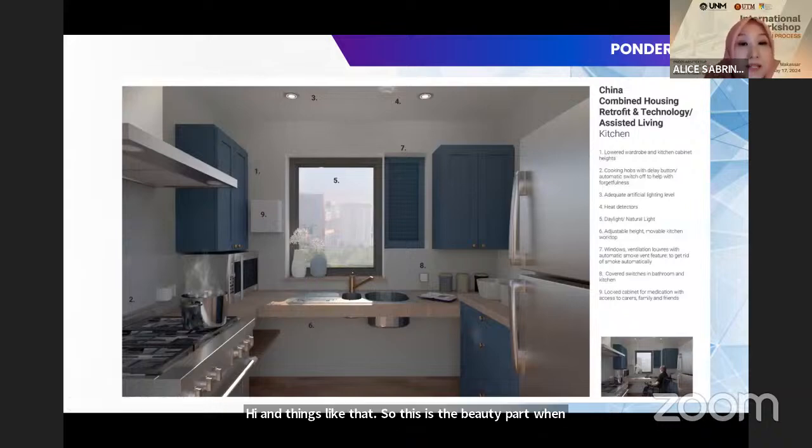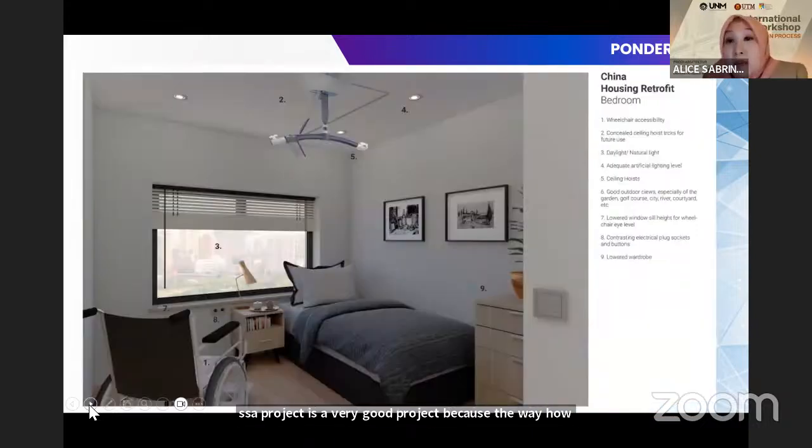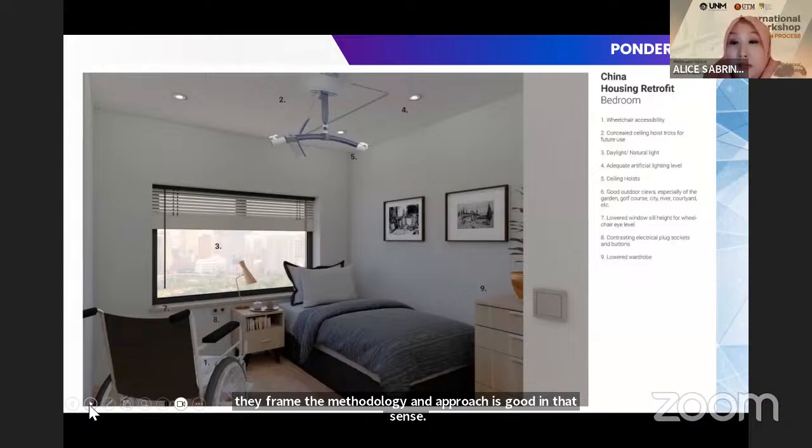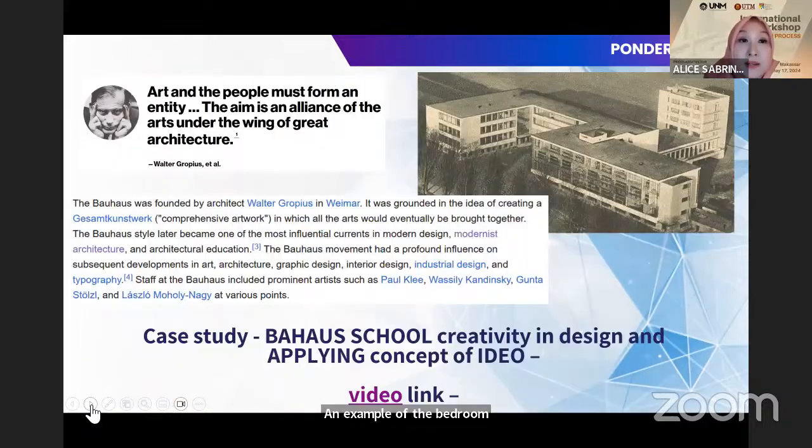And Odessa is actually a framework where Sheffield University is working with China University and with the EU University to produce this kind of design prototype model that can be applied to all newly built apartments throughout the developed countries. All around the world. And I think the Odessa project is a very good project because the way they frame the methodology and approach is good in that sense. And an example of the bedroom also for the elderly, talking about the idea of retrofitting.